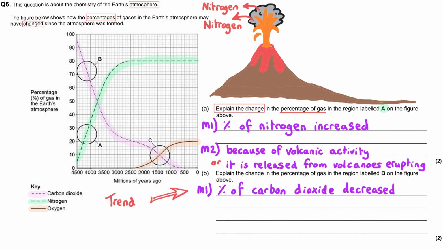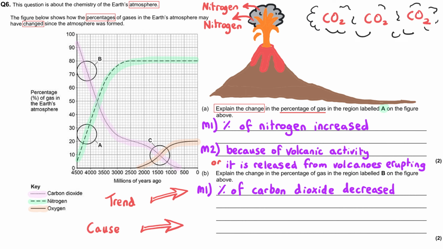And then for our deeper explanation, we're giving a reason why this carbon dioxide is going down. And there are a number of reasons why it's going down, but we need to be careful because this is more than 4 billion years ago. And so we need to steer clear of photosynthesis. That was the most common wrong answer on this paper, because photosynthesis hadn't happened until much more recently than that.